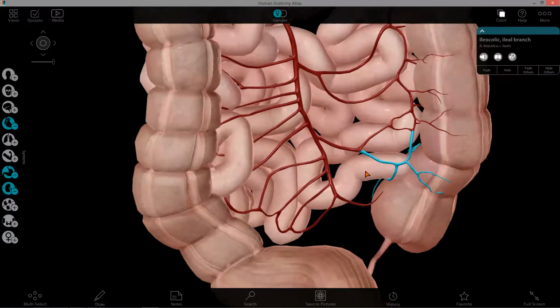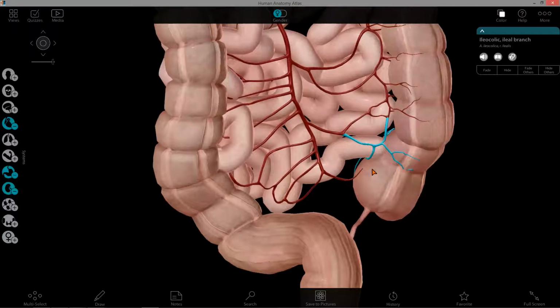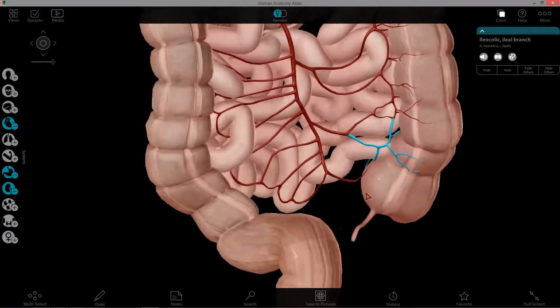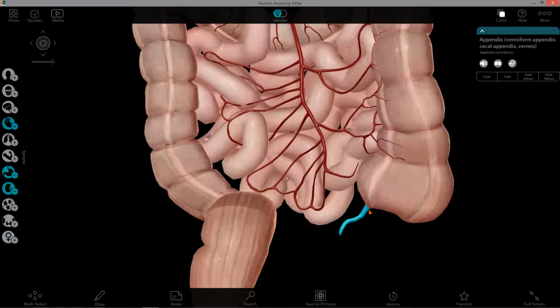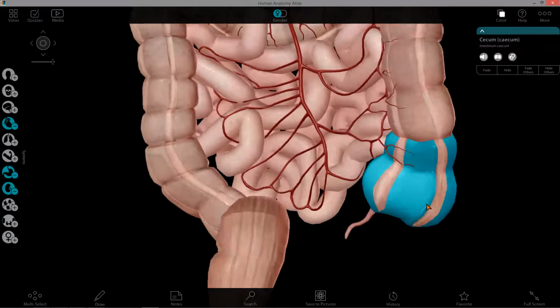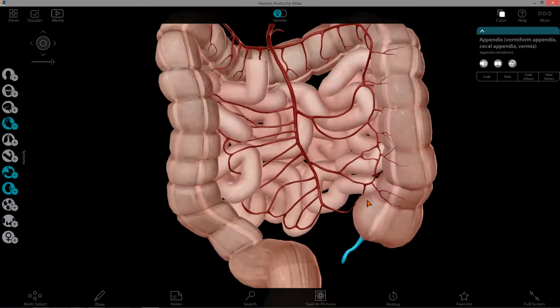It also gives off, importantly, especially in the cadaver, the appendicular artery, which supplies the vermiform appendix, which is important for when you're doing an appendectomy. Unfortunately, this is the vermiform appendix, and this is the cecum. Unfortunately, the artery doesn't lead to the vermiform appendix in this model, but it will in the cadaver, or it will have a branch leading to that, a branch off the ileo branch of the ileocolic artery, that is.